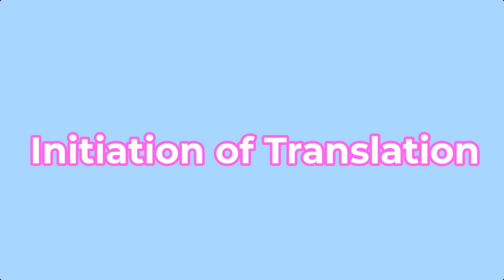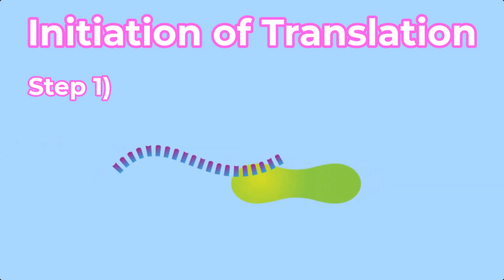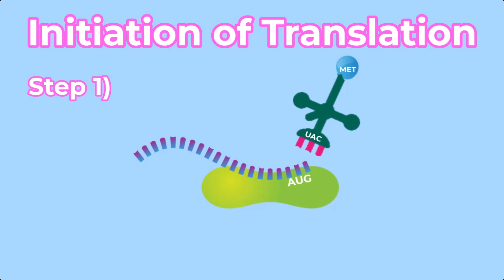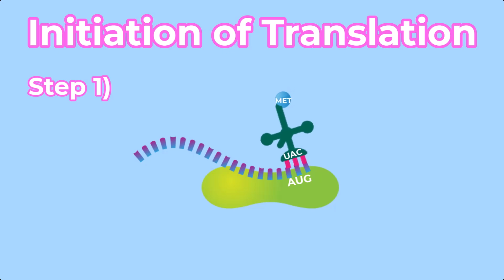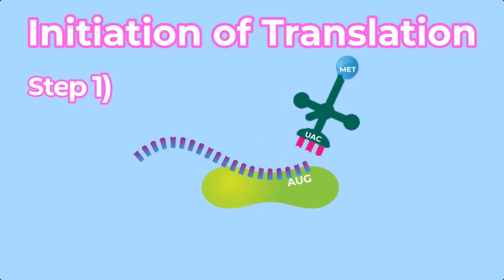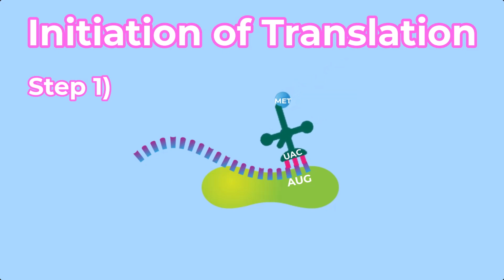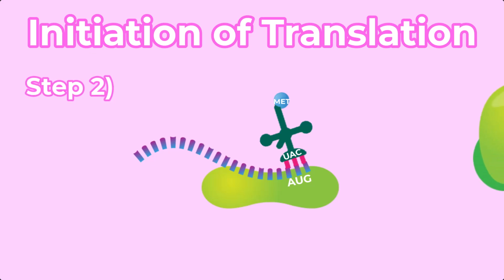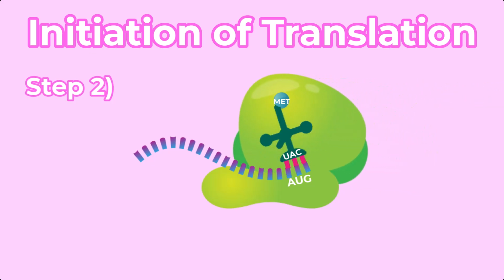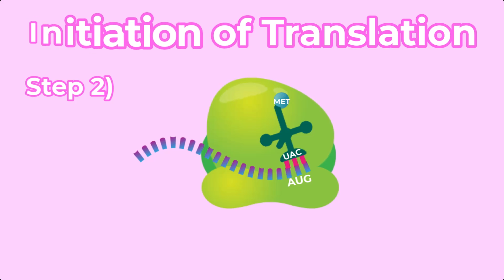Initiation of translation begins with step 1. In step 1, an mRNA molecule binds to a small ribosomal subunit. A special initiator tRNA then binds to the start codon where translation is to begin on the mRNA. The initiator tRNA carries the amino acid methionine, and its anticodon, UAC, binds to the start codon, AUG. Step 2. A large ribosomal subunit binds to the small one, creating a functional ribosome.